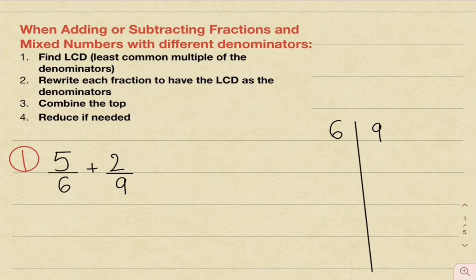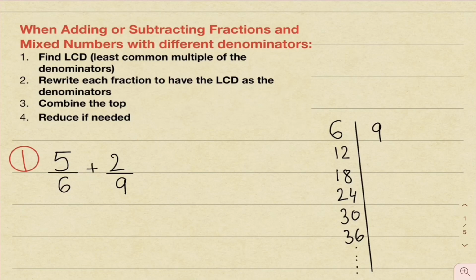Now, what do I mean by multiples? How do I list the multiples? Just think of it as the multiplication table. 6 times 1 is 6, 6 times 2 is 12, 6 times 3 is 18, 6 times 4 is 24, 6 times 5 is 30, 6 times 6 is 36, and I'm going to stop here, but of course you can keep going if you want to.